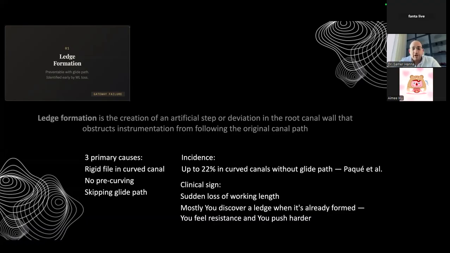The primary causes of this ledge formation are a rigid file, for example, entering a rigid file in a curved canal, no pre-curving for manual files or even some of the rotary files, and also skipping the glide path step. It happens in up to 22% of curved canals without having a good glide path. This was by Paquet et al. So it's a high probability in curved canals, especially if we don't get a good glide path.